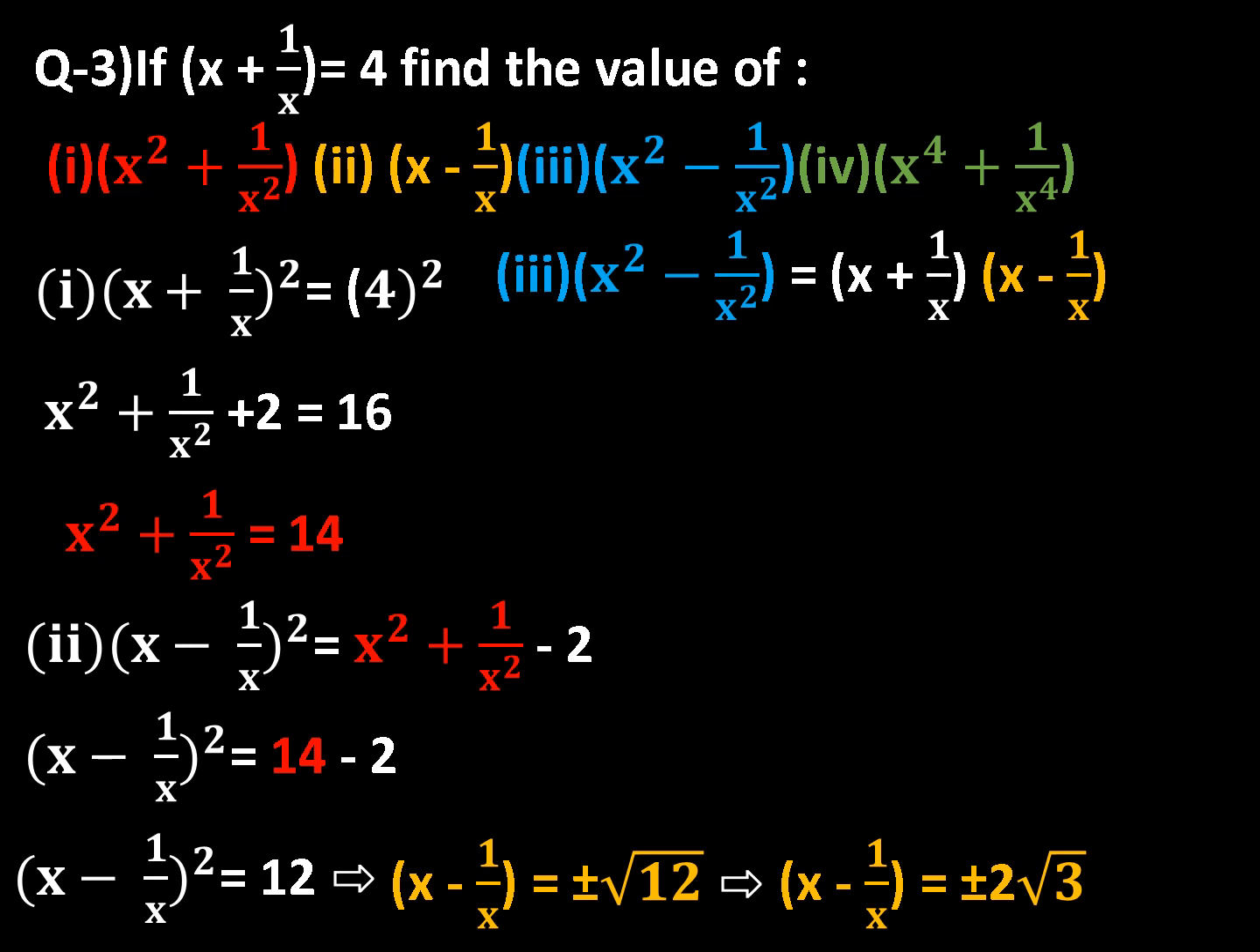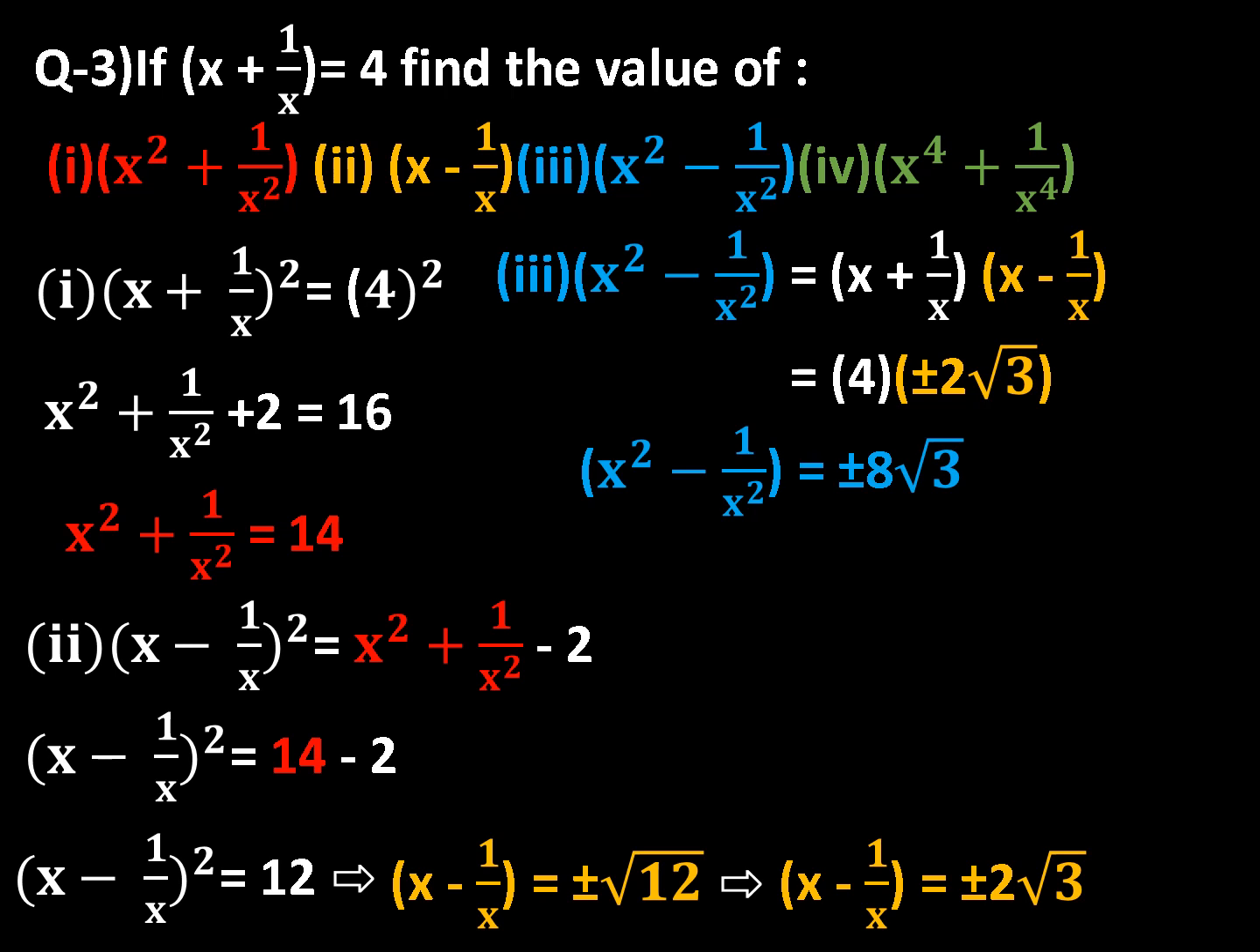We know by formula that x square minus 1 upon x square is x plus 1 upon x into x minus 1 upon x. We will replace the value of both, that is 4 into plus or minus 2 root 3. On simplification, that will give us plus or minus 8 root 3.